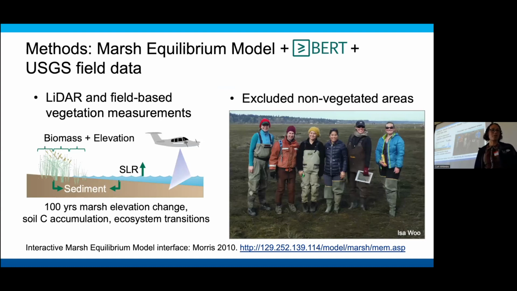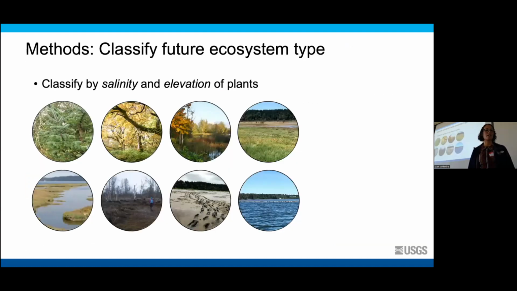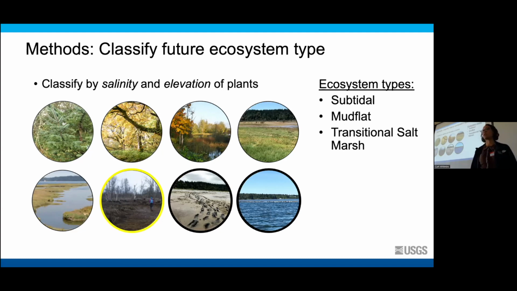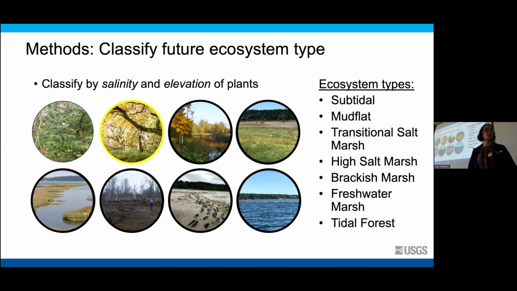And so to run the model, we used all of this USGS data. And when the model spit out these projections of future elevation, we were able to combine that with a different model for future salinity of the marsh and classify what the future ecosystem type might be. So we had 8 distinct ecosystem types, and those were subtidal, mudflat, transitional or low salt marsh. It's going to be in between marsh and mudflat. We had a high salt marsh, brackish marsh, freshwater marsh, tidal forest, and then upland forest.